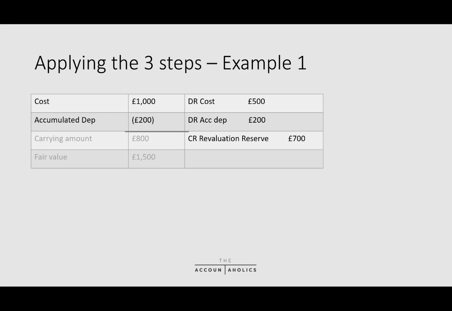Let's take this and extend this principle further with another numerical example. Here we have a cost of an asset that amounts to 1,000. The accumulated depreciation is 500, giving us a carrying amount of 500 and a fair value of 800.